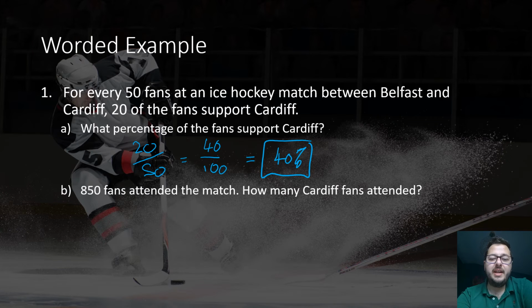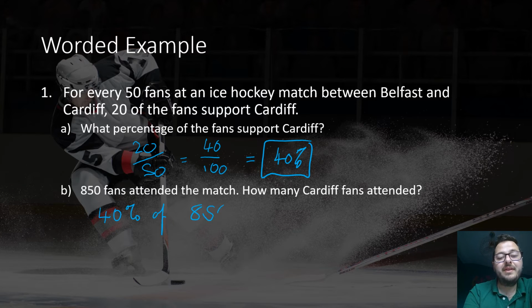Okay, and then part B, it says that 850 fans attended the match. How many Cardiff fans attended? Well, we know that 40% of them are Cardiff fans, so we want 40% of 850. Well, let's find 10% first, because that's an easy one. We can just divide by 10. So 10% of 850 is 85.